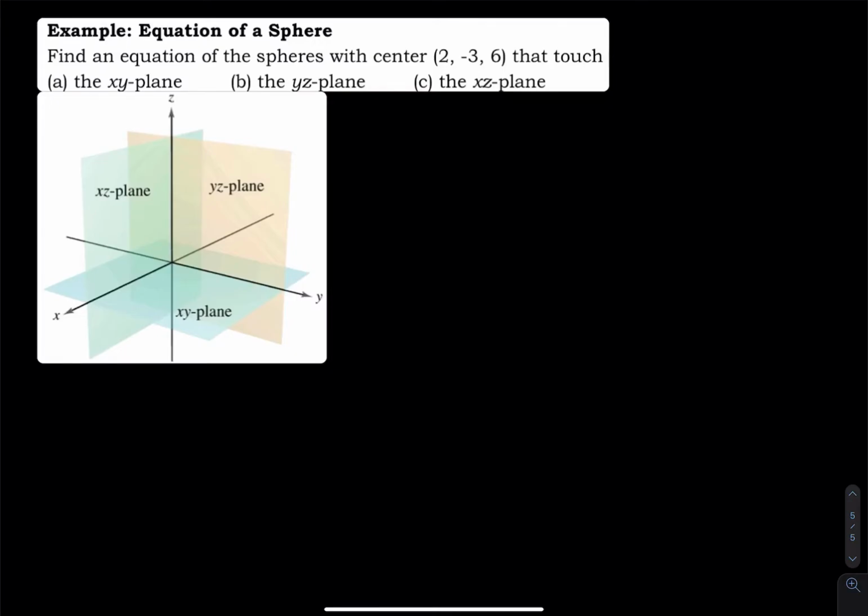I recall this picture. This picture is very important. In this picture, I want you to tell me where the center is. The C, the (h, k, l), this is the center. That is (2, -3, 6). So x equals 2, y equals -3, and z equals 6. So 2, -3. So you have to go like that.